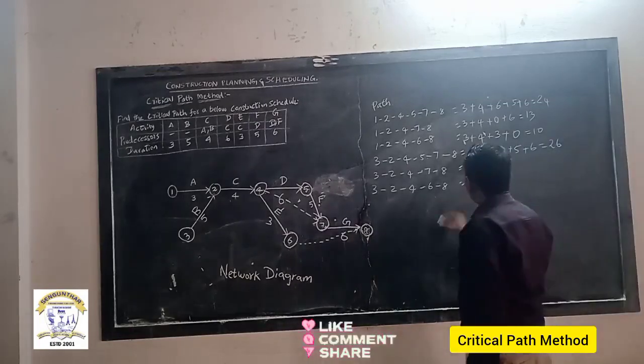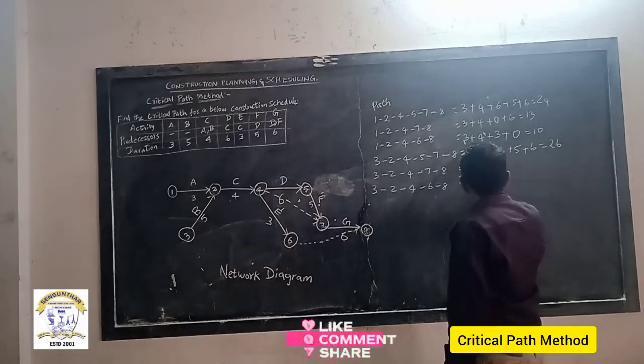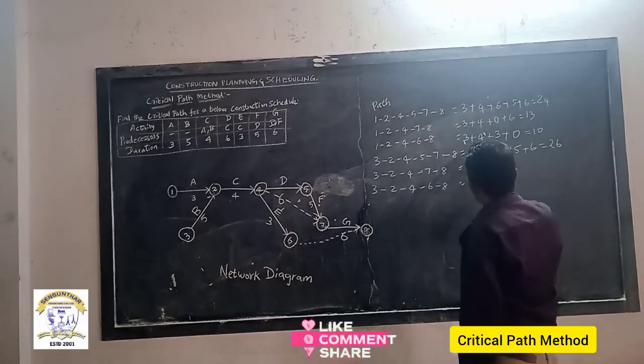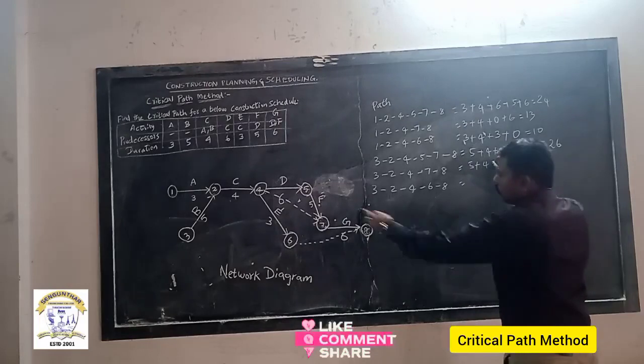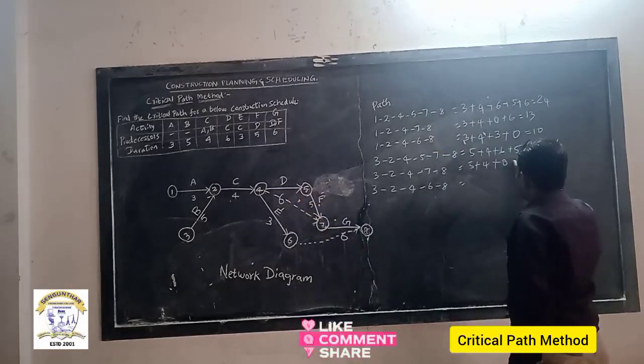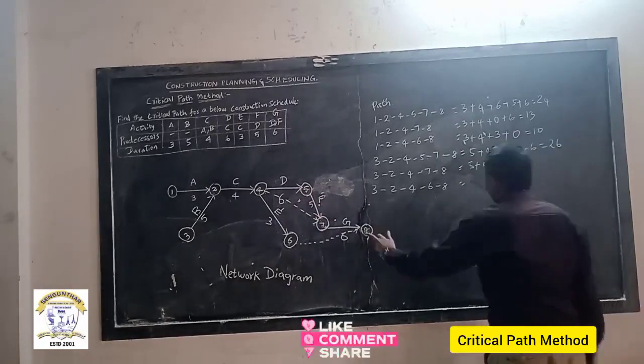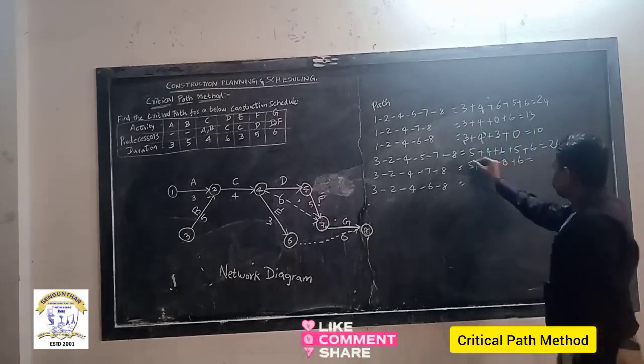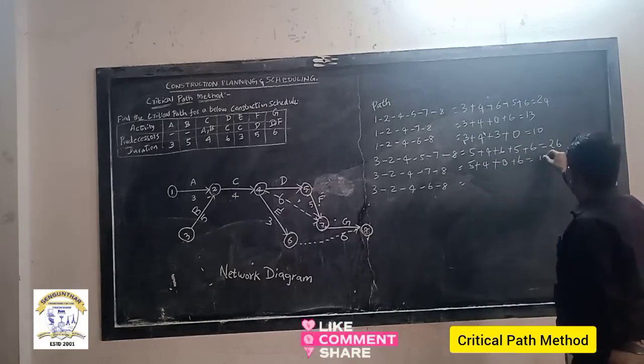Then 3 to 2, 5, 2 to 4, 4. Then 4 to 7, which is a dummy activity, that's why I put 0 here. Then 7 to 8 is 6. What is the sum of these values? 5 plus 4, 9, 9 plus 6, 15.